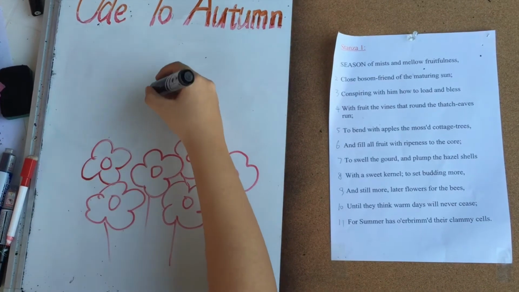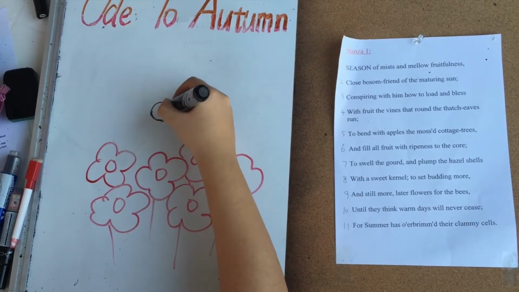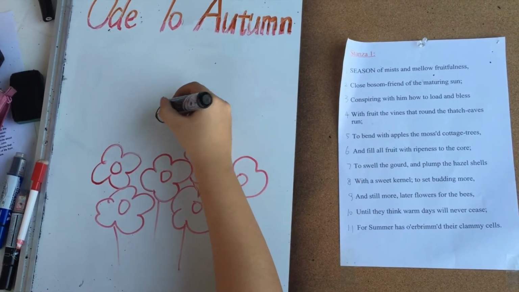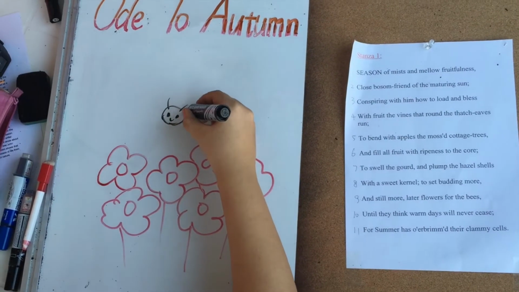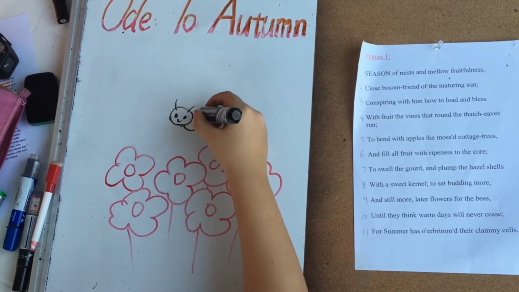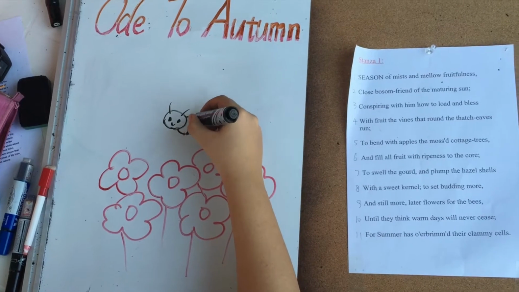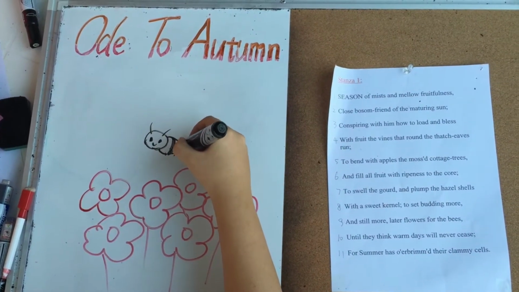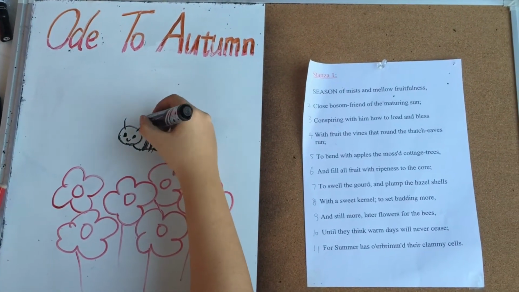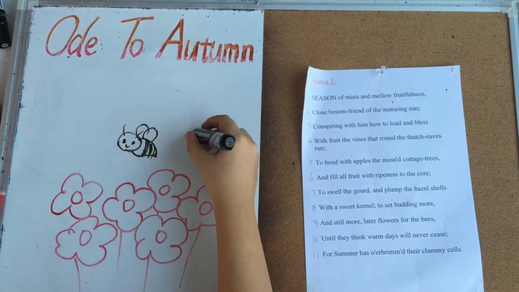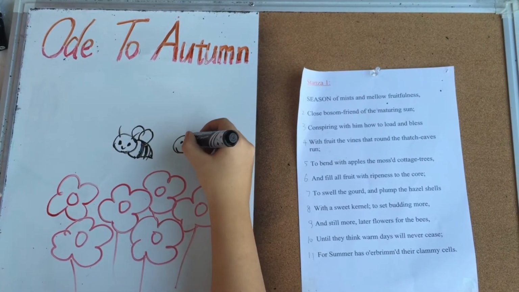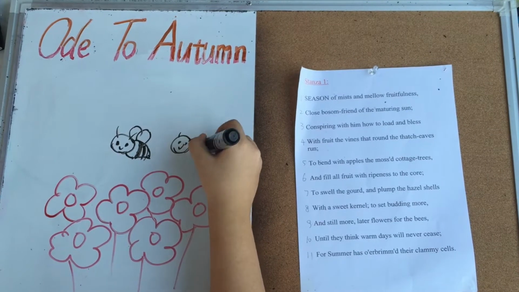In the 11th line, the clammy cells refers to the honeycombs of the bees' hives. All in all, stanza 1 depicts beautiful visions of fruits and flowers during the season autumn. The author expresses his feeling of sensuality towards autumn through the use of monosyllabic words such as fill, to the core, bend, and swell the gourd, to list a few.